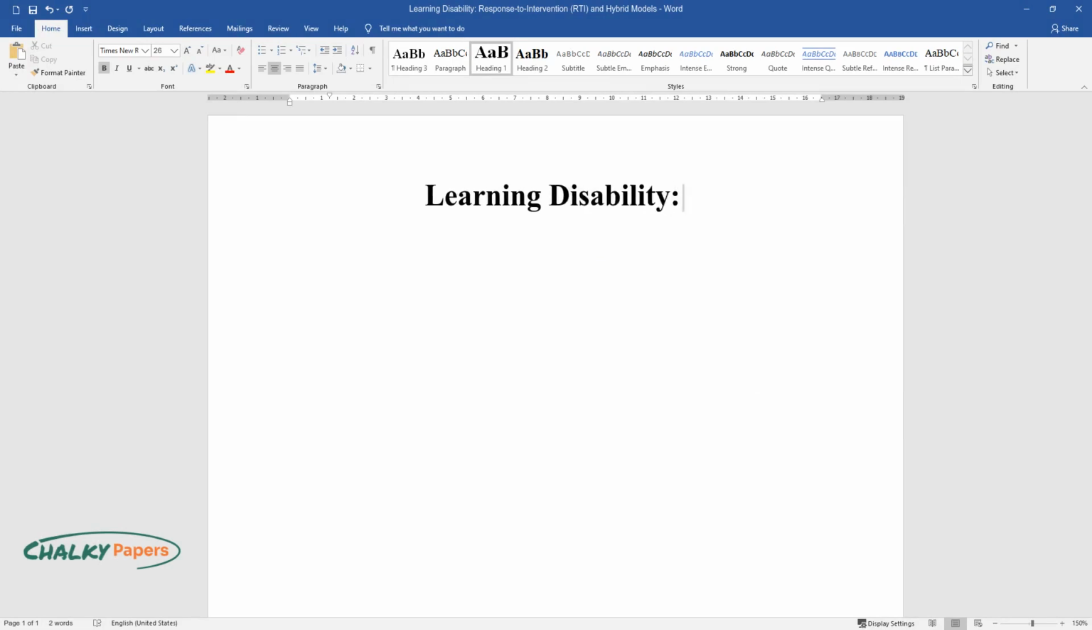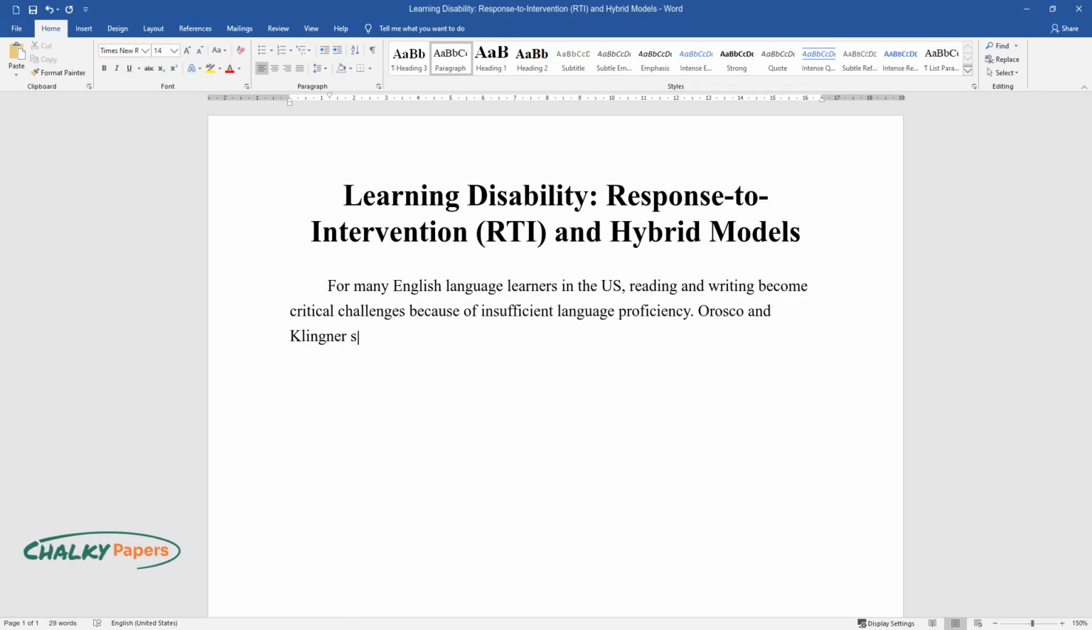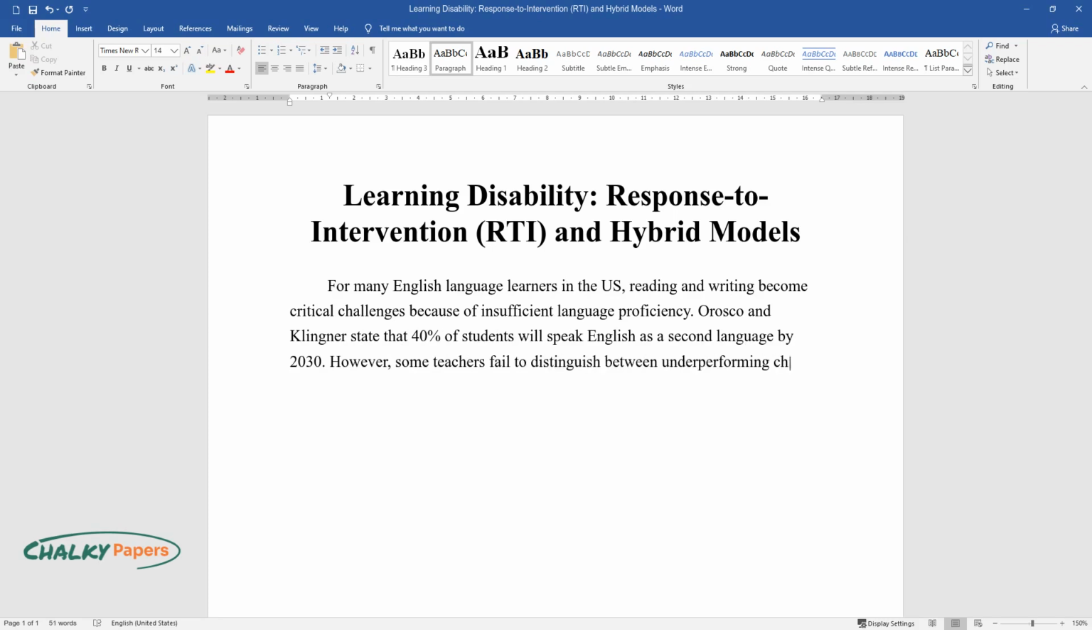Learning Disability, Response to Intervention, RTI, and Hybrid Models. For many English language learners in the U.S., reading and writing become critical challenges because of insufficient language proficiency. Orosco and Klingner state that 40% of students will speak English as a second language by 2030. However, some teachers fail to distinguish between underperforming children and those who have learning disability, which leads to a lack of proper response and individualized instructions.